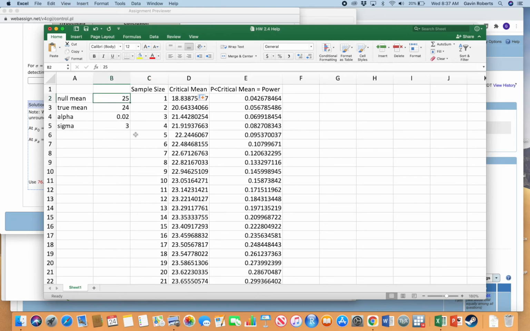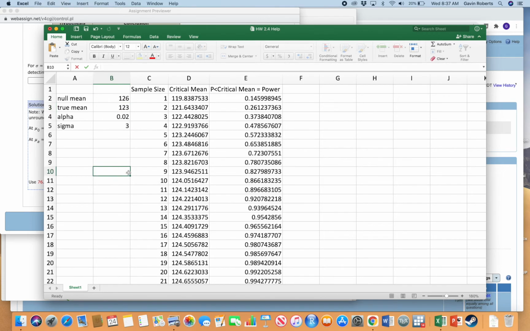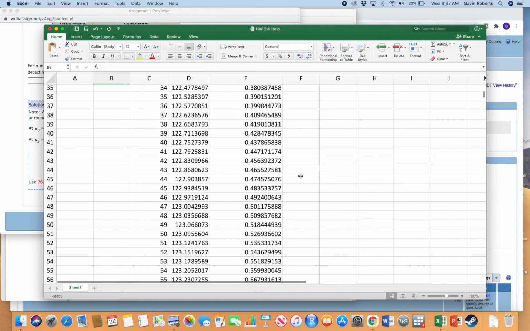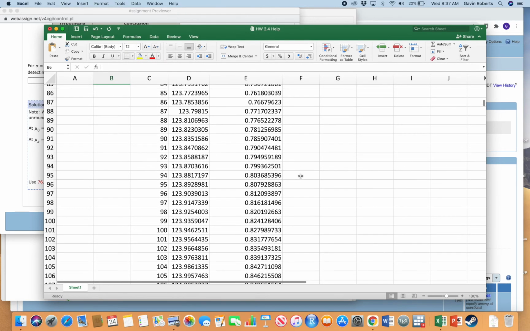So if I change this to 123, all those are 1 because of this distance now. Those are a lot bigger now because the distance between these changed. We could change this to a 0.05, which would be more standard, right? That's going to change some things around. Maybe we have a bigger sigma. And now notice I just have a handy calculator where I can go, oh, I changed my test. What sample size do I need now to get my 80%?